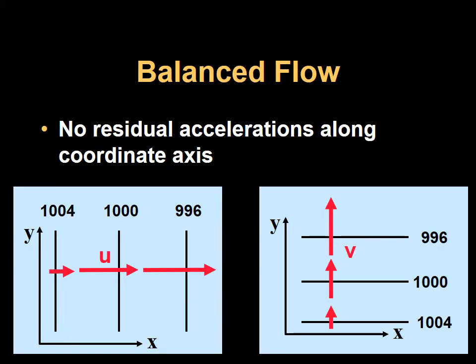So balanced flow is when there's no acceleration. We looked at in previous videos the three-dimensional equation of motion. We broke it down into the horizontal and vertical equations of motion. And the equations of motion say that there will be an acceleration as long as there's an imbalance between forces. And the forces that we looked at and discussed were pressure gradient force, Coriolis force, gravity, and friction. If these forces, or a few of these forces, are in balance, then there will be no acceleration.